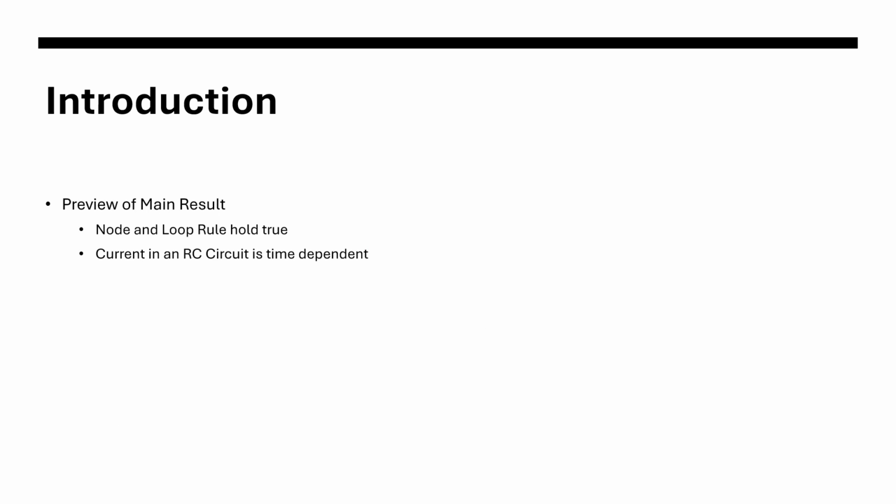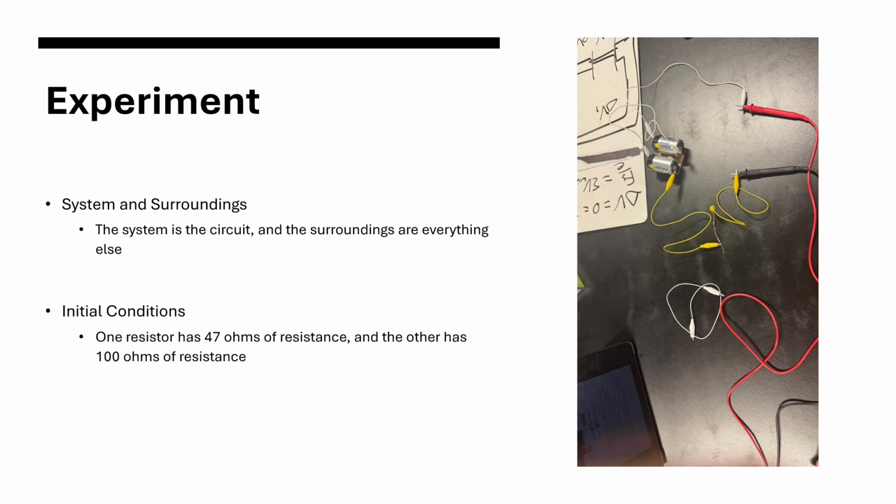A preview of the main result: the node and the loop rule hold true, and the current in the RC circuit is time dependent. In our experiment, our system was the circuit and the surroundings were everything else, and the initial conditions were that one resistor has 47 ohms of resistance and the other has 100 ohms of resistance, and you can see a picture of the circuit right there.